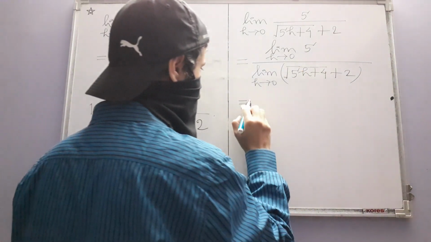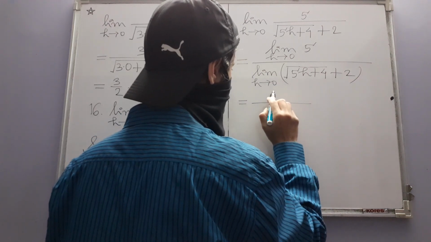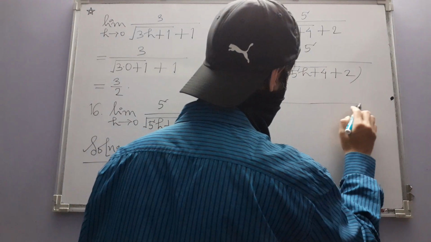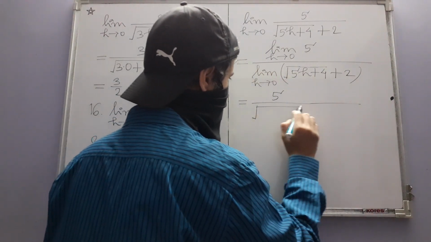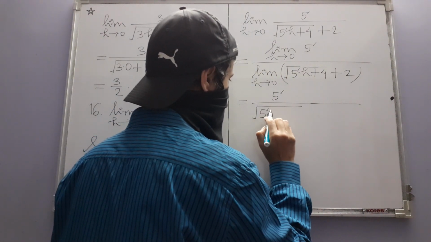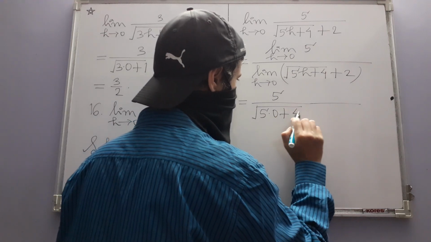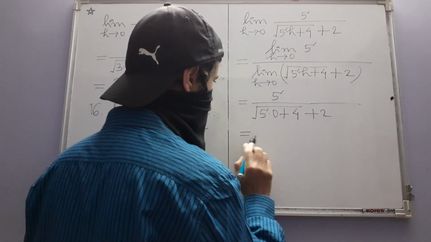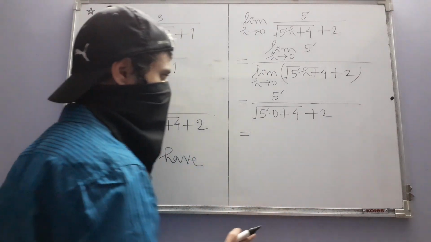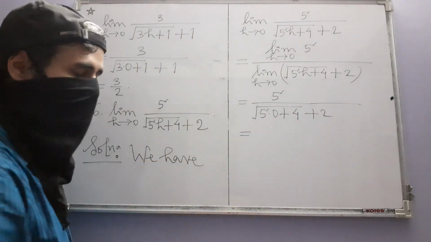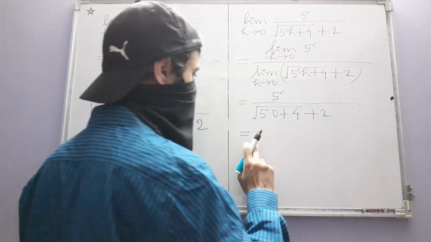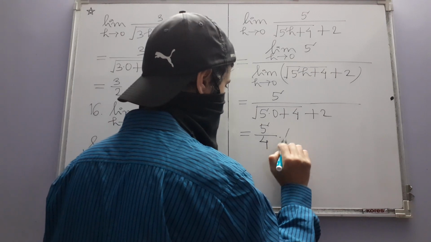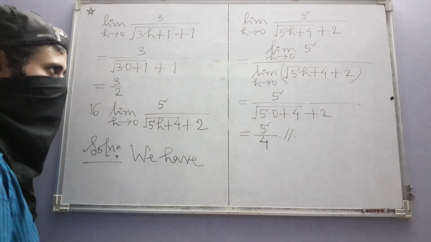Okay, 5 is constant, so the numerator is 5 and the denominator, just like the previous one, is this. It approaches 5 times 0 plus 4, its square root, plus 2. So that means square root of 4, that is 2, because this is a non-negative square root. 2 plus 2 is 4. So we get 5 over 4 as our final answer.